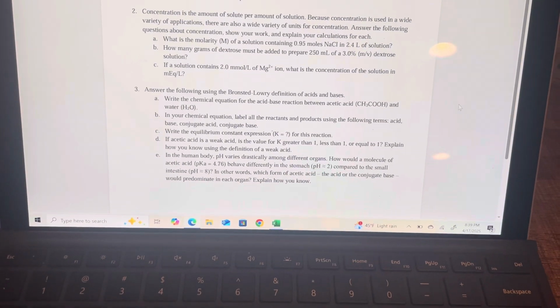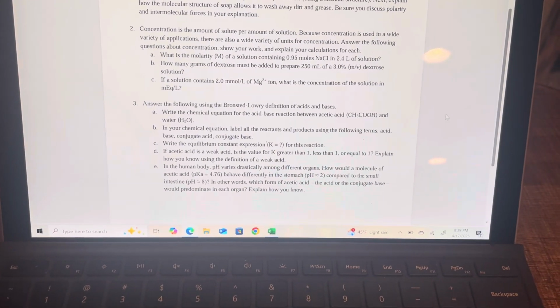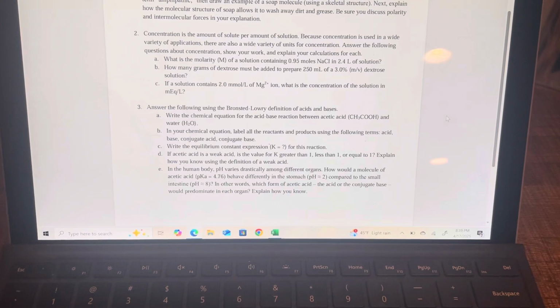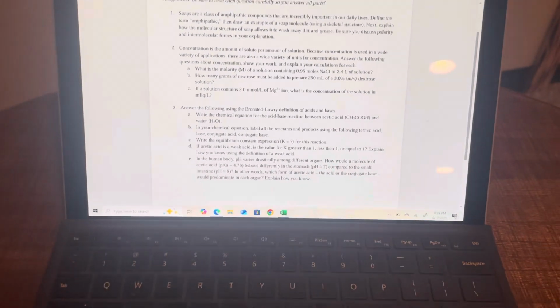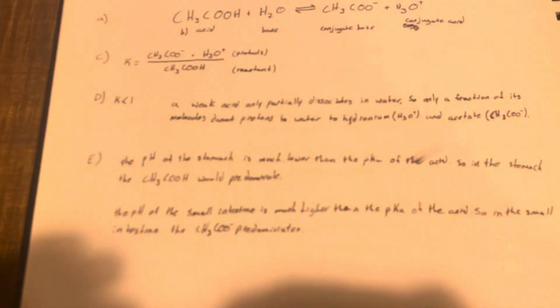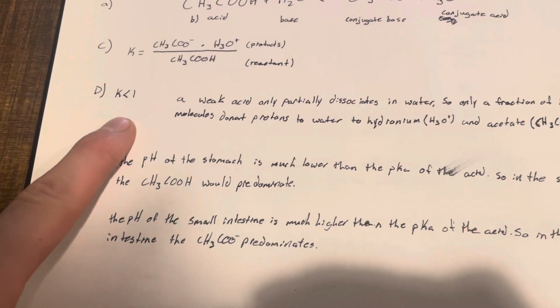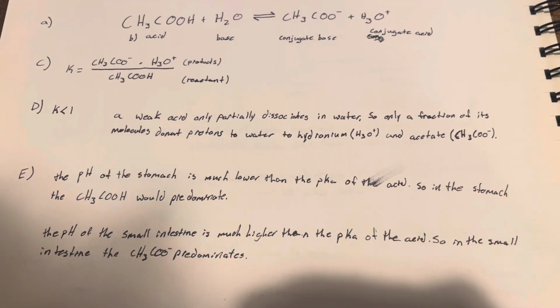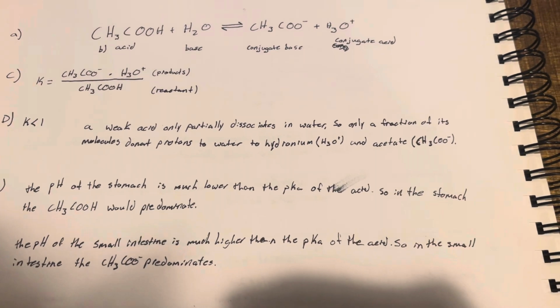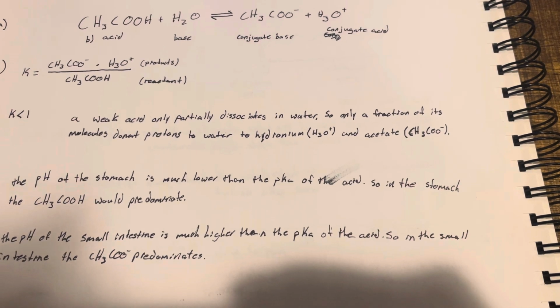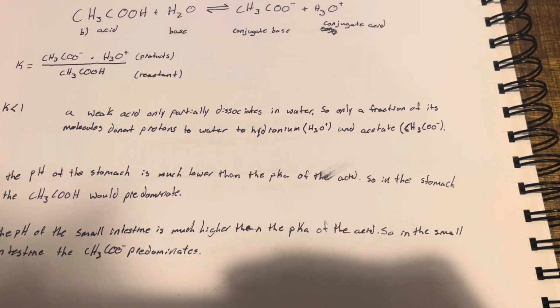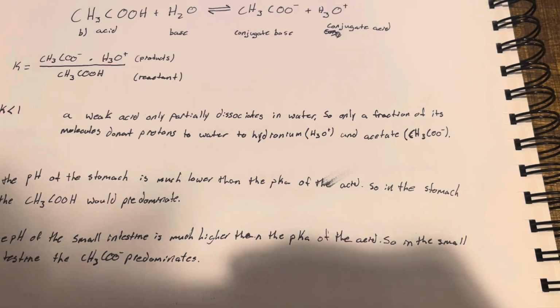If acetic acid is a weak acid, is the value for K greater than 1, less than 1, or equal to 1? Explain how you know using the definition of a weak acid. So, the K is going to be less than 1 because a weak acid only partially dissociates in water. So only a fraction of its molecules donate protons to water to form H3O+ and the acetate.